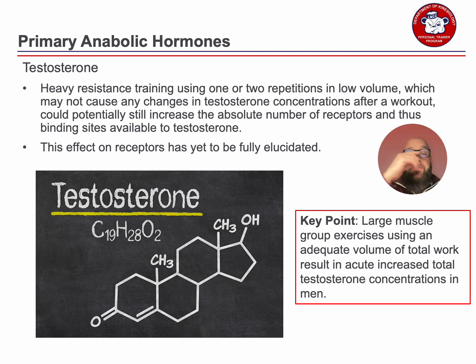So even if you do lower repetition, using 1 or 2 reps, low volume, and that's kind of what you're doing, you're going to have some sort of physiological change that might result in changes to the binding sites. However, the effect on the receptors has not fully been elucidated, which is the fancy term for not been studied enough. So key point here is large muscle group exercises using an adequate volume of total work result in acute increased total testosterone concentrations for men.